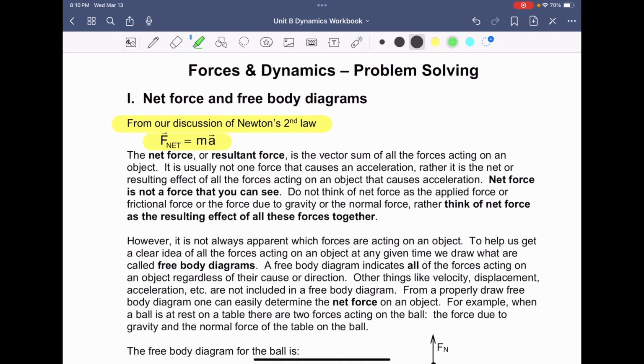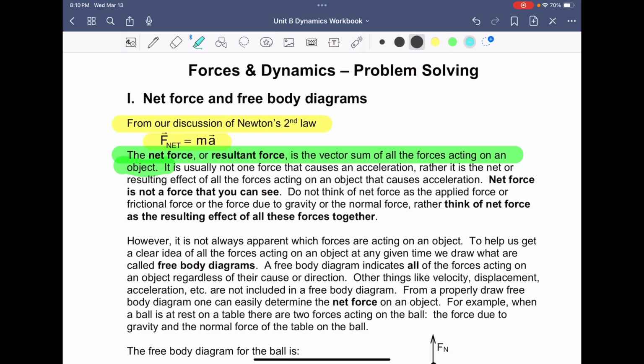Now, as we get into the notes here, something to highlight is that the net force, or the resultant force, is the vector sum of all the forces acting on an object. So it is the combination of the vertical and the horizontal, or even the slightly angled forces that are being applied to problems. And you're going to see what we mean by that.